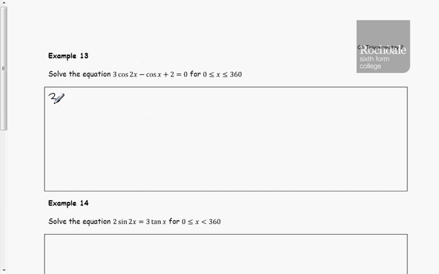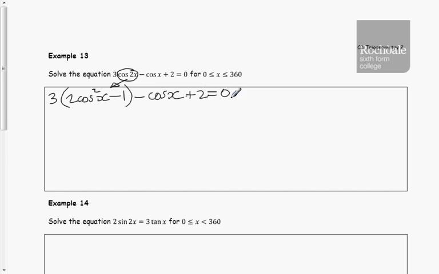What I'm going to use is one of the identities for cos of 2x. I'm going to use the one that only has cosines. So that's 2 cos squared x minus 1. That's what I've replaced cos of 2x with. I use that version because the other term in this equation that has trigonometry is a cosine term. So that's why I used the one with cos squared.